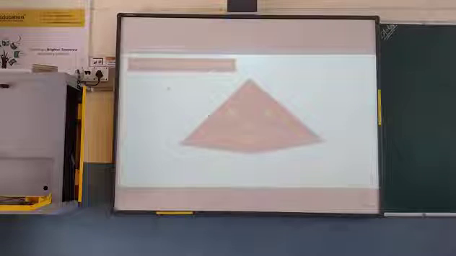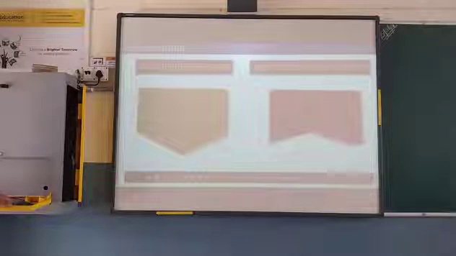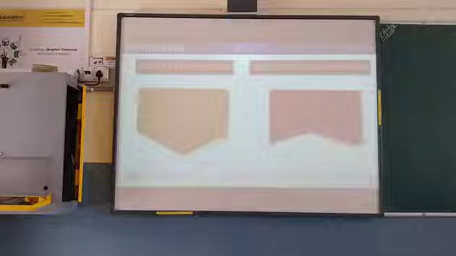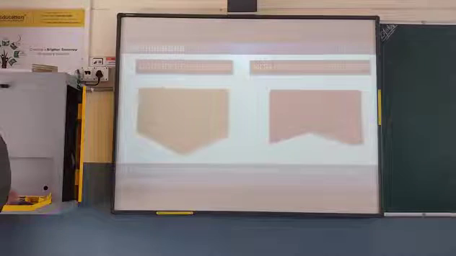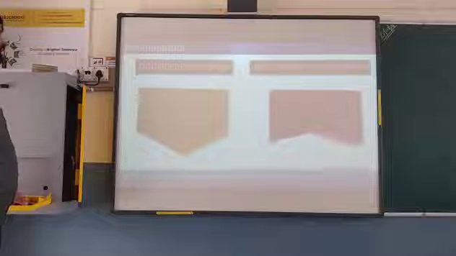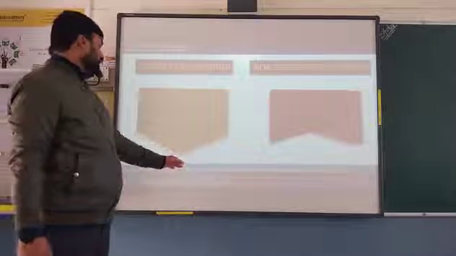Clear to all? So this is a non-regular polyhedron. Next, we discuss convex and non-convex polyhedrons. A polyhedron made up of convex polygons is called a convex polyhedron. If a polyhedron contains at least one concave polygon, it's called non-convex.